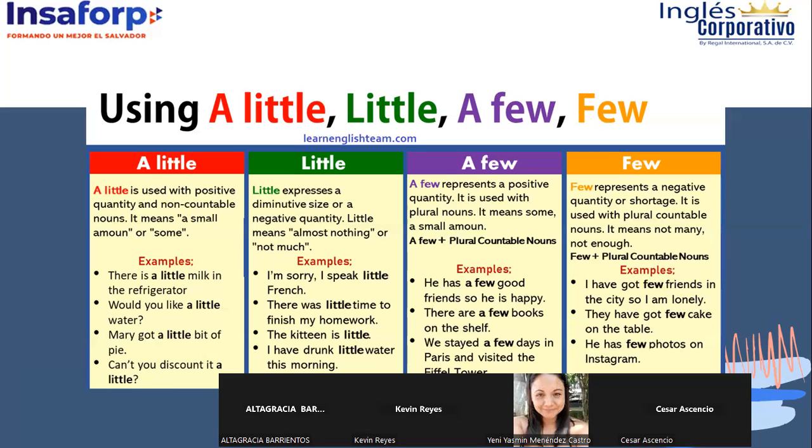The little. Ajá, los cuatro ejemplos. A little. Okay. I am sorry. I speak little French. There was little time to finish my homework. The kitchen a little. I have drunk little water this morning. All right, thank you so much.